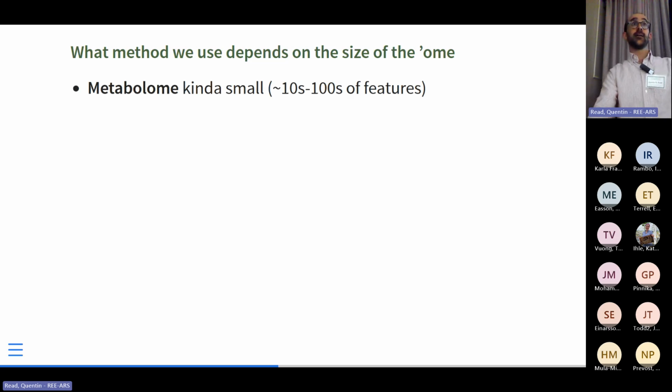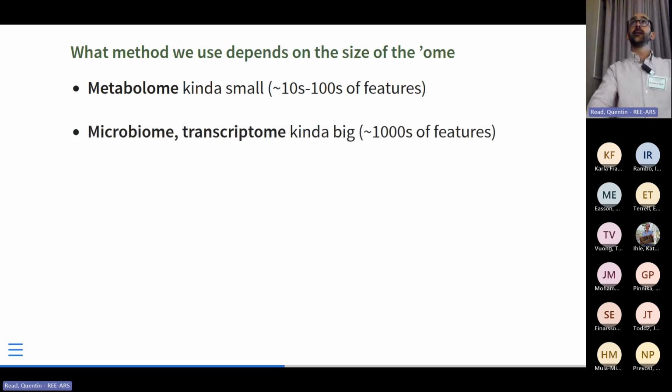So what methods are we going to use? Well, it depends on how big your different omics data sets are. They vary in orders of magnitude of how many variables they have. Like metabolome data tends to be small because it's very expensive to generate metabolome data. So usually there's only maybe a few dozen or at most a few hundred features, different metabolites in a metabolome data set. They're on the small end.